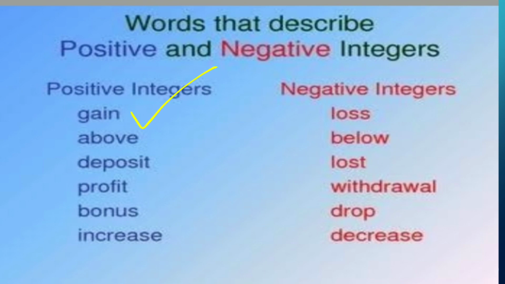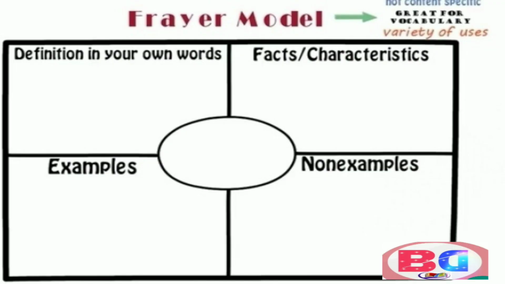Gain is an indication of positive integers, as are above, deposit, profit, bonus, increase, and many other words. Just the opposite of gain are loss, below, lost, withdraw, drop, decrease; these are the indication of negative integers. So in day to day life we can observe different situations that are represented by positive integers and negative integers.